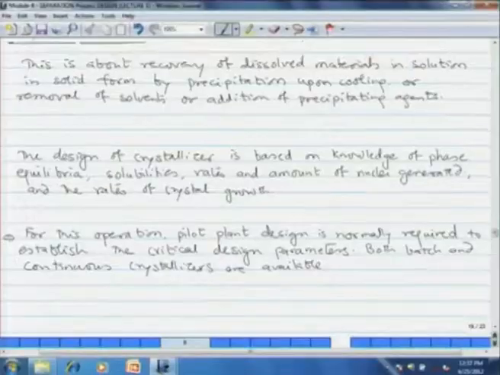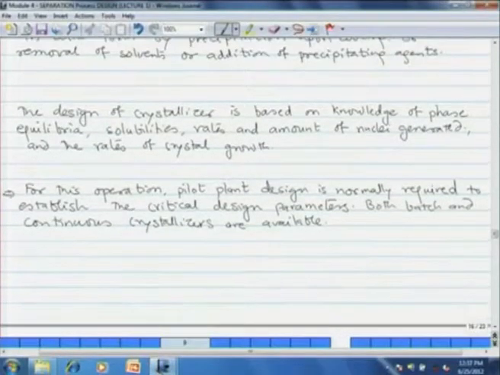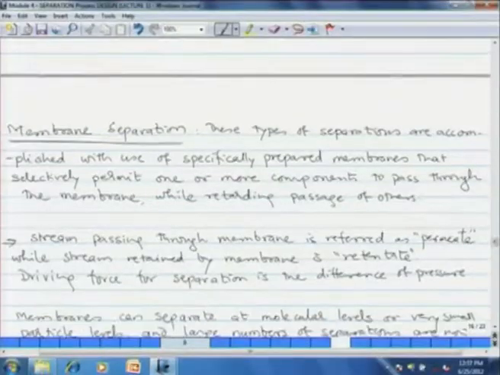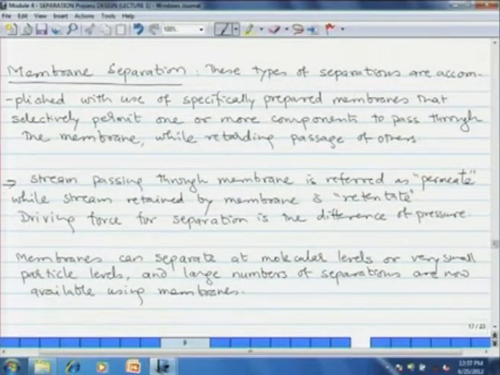You cool down the temperature to about minus 40 degrees, the ortho xylene separates out, and then meta and para can be further separated by lowering the temperature. So crystallization is a very common operation that is used in industry. Various types of crystallizers are available; however, before you choose a particular crystallizer for a particular operation, pilot plant testing is necessary.